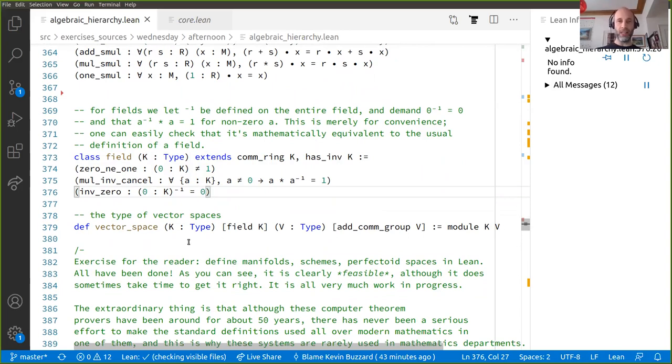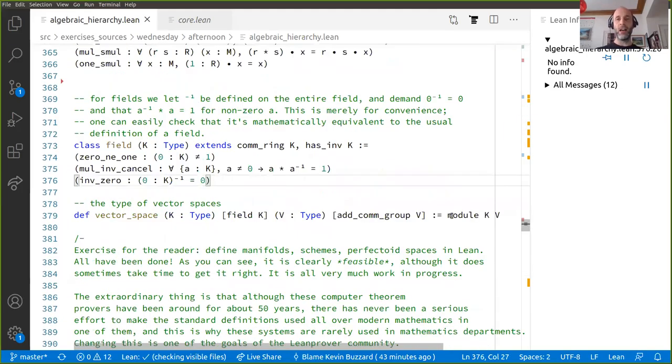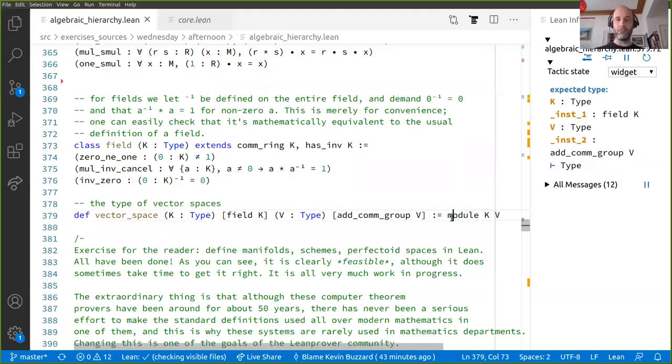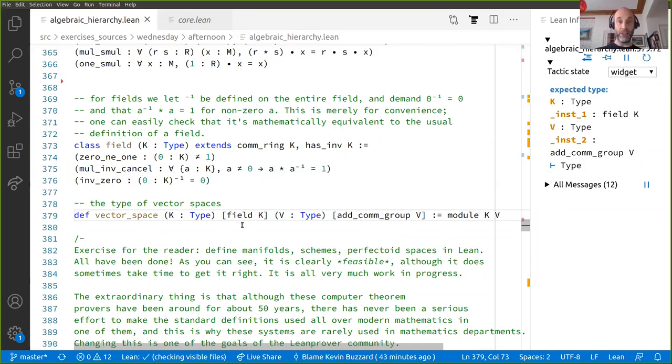You see Lean is doing clever things here. A field extends a commutative ring, and a commutative ring extends a ring. I'm going to define a vector space over a field to be a module over that field. But this module thing, if I hover over it, you can see that Lean expects K to be a ring, but I've given it a field. So how does Lean know that a field is a ring?